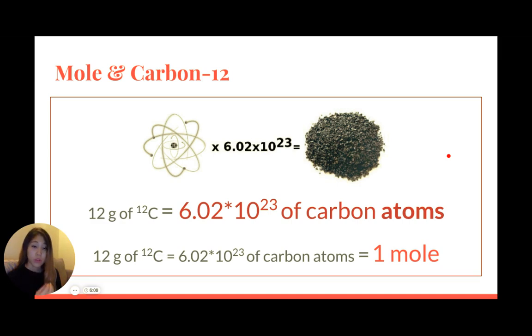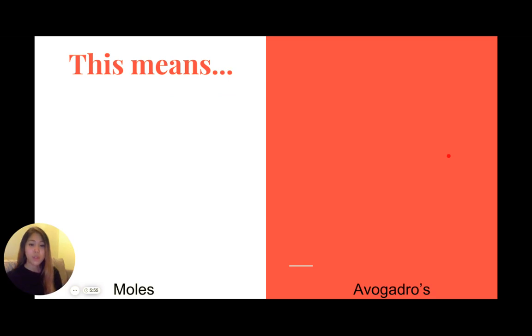So they're able to come up with the unit of measurement of mole from the standardization of 12 grams of carbon-12. So what does this mean exactly? You have moles on the left side and you have Avogadro's number on the right.